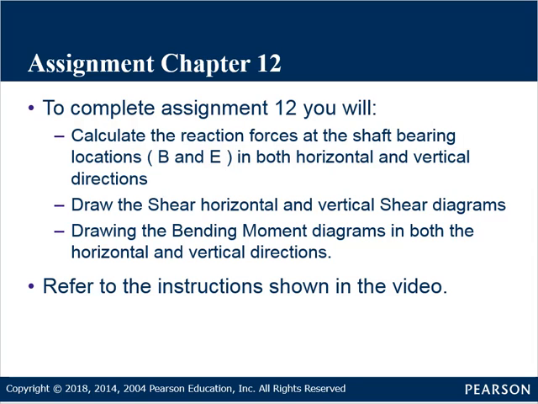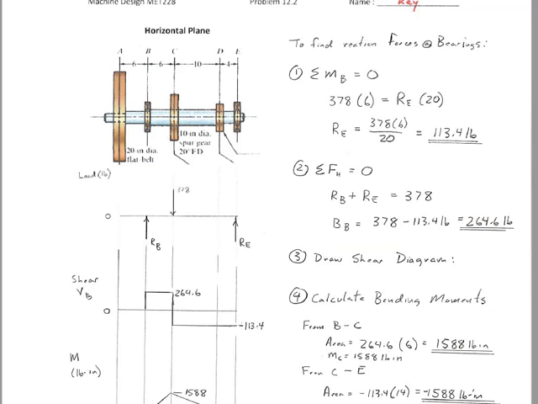Okay, so next what we're going to do is complete the assignment. We're going to calculate the reaction forces at the shaft bearing locations B and E in both the horizontal and vertical directions, and then we're going to draw the shear and bending moment diagrams in both of those directions. Okay, so what you're looking at here is the solution to this problem. So the first thing we're going to do is find the reaction forces at the bearings. Here is the load diagram that I started to draw.